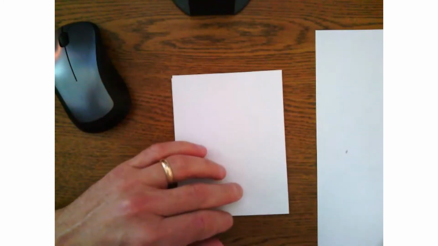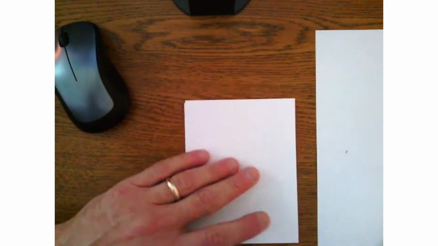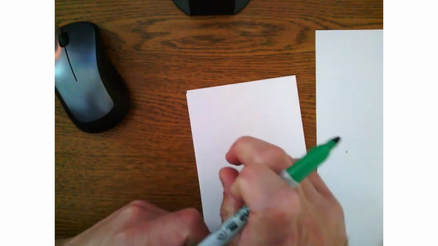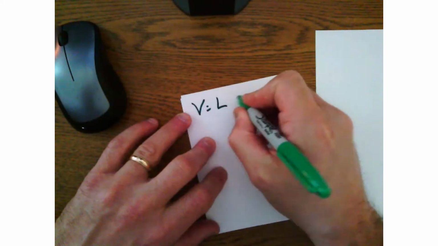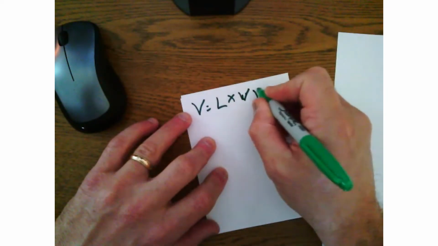Today's video corresponds with homework 8-11 in 5th grade Math Expressions, and it is a follow-up on volume. We learned yesterday that volume equals length times width, that's a W, times height.